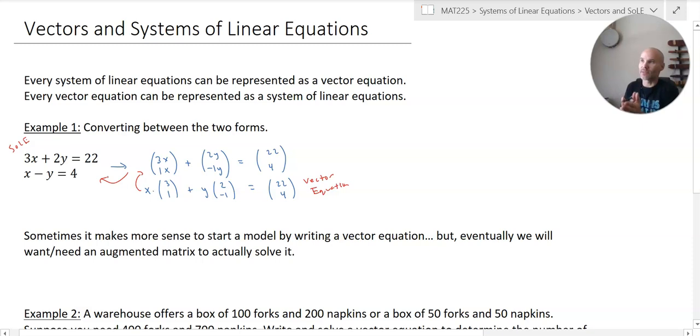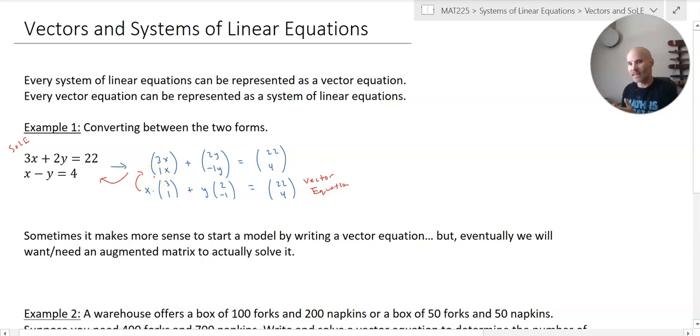So if it's possible to get from a system to a vector, then it's possible to get from a vector to a system. Now, why do we study this? We do this for a couple of reasons. Sometimes it just makes more sense when you're modeling, when you're doing something in the real world, to write a vector equation. It's more natural, but ultimately you're going to write an augmented matrix to solve it for you. So it's just kind of hard to solve, right?